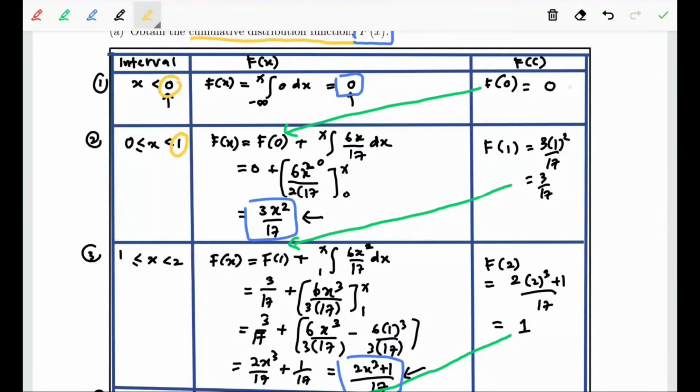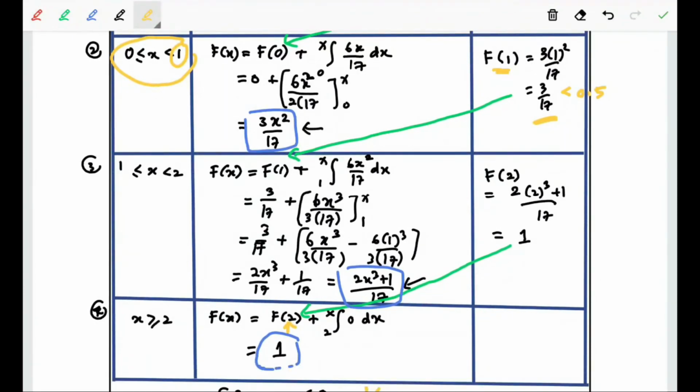We have found that f of 0 equals 0. Since this is 0, this interval is not going to be your m, because the cumulative here is only 0. Alright, and then f of 1, if we calculate f of 1, we get 3 over 17. 3 over 17 is less than 0.5. We want to find 0.5. If the cumulative is less than 0.5, then m should not be here, because when you substitute m into this function, you won't get 0.5. The maximum area here is 3 over 17, which is less than 0.5.